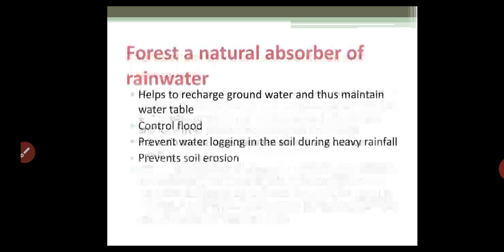So forest, as a natural absorber of rainwater, helps to recharge the groundwater level and thus maintains the water table. It even controls floods, because plants prevent waterlogging in the soil during heavy rainfall, and also prevent soil erosion.